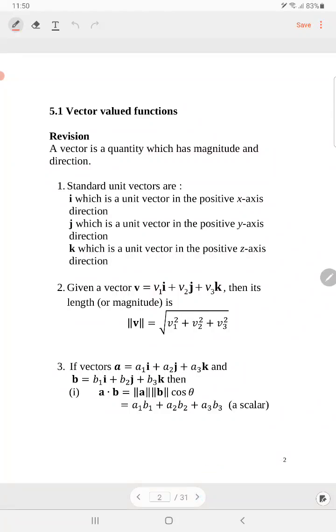Okay, before we go to vector valued function, let's make a little revision. As you know, a vector is a quantity which has magnitude and direction.